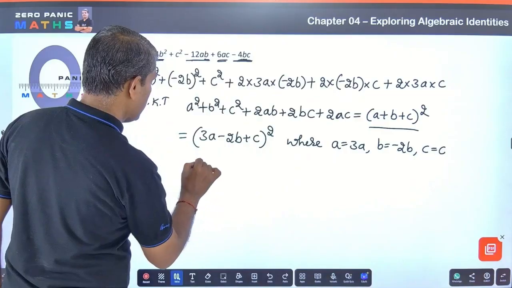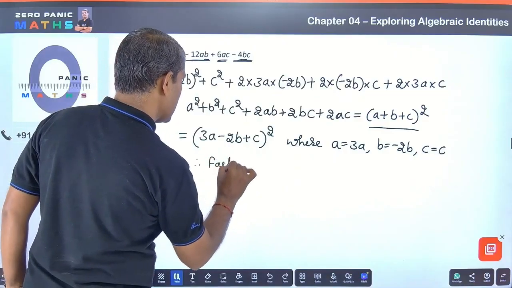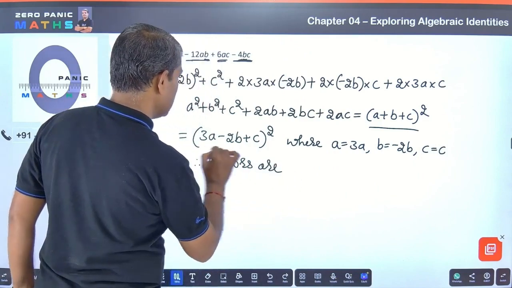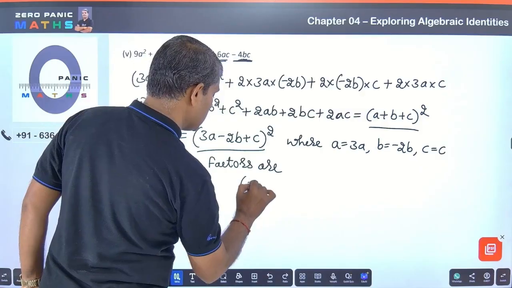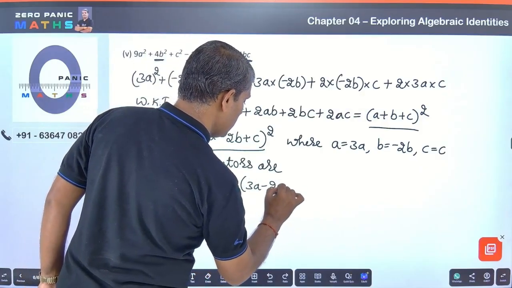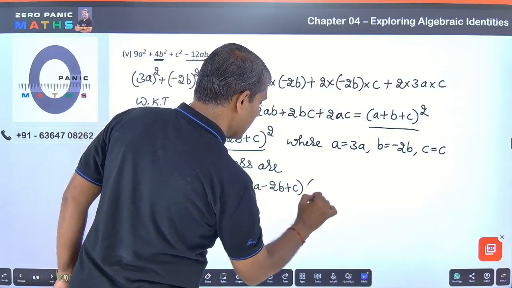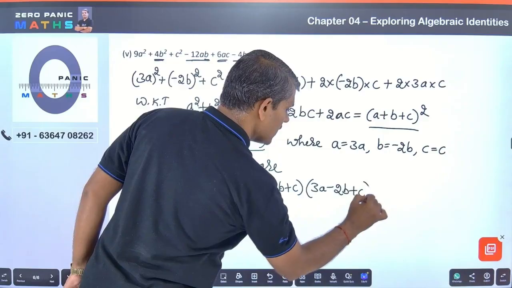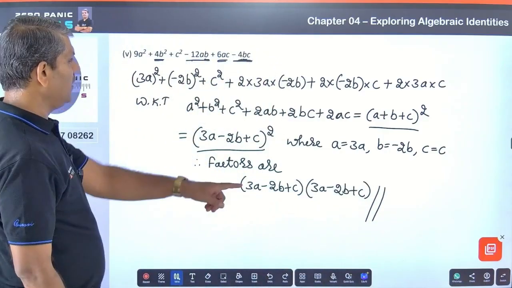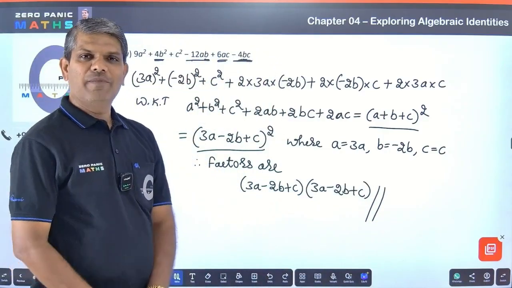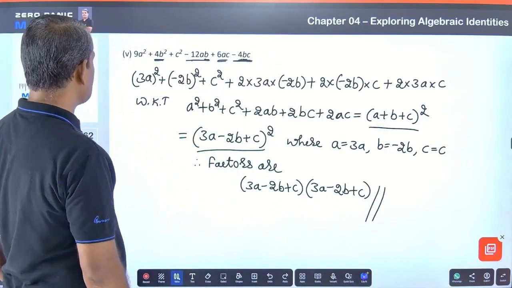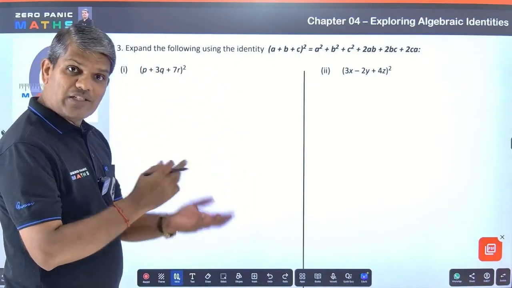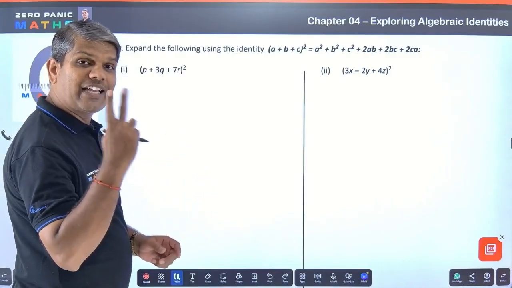So finally the factors of the given expression are this term, that is 3a minus 2b plus c, and another 3a minus 2b plus c. So these are the factors of this expression. Okay. So let us see the next problem. The third set of problems is actually the reverse of what we have done in the second set of problems.